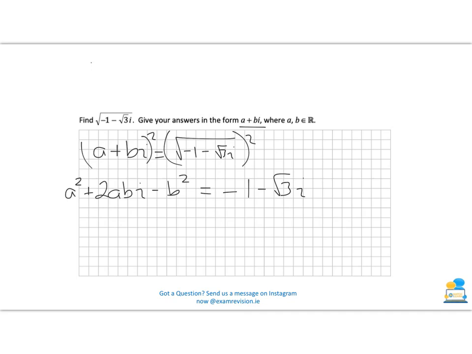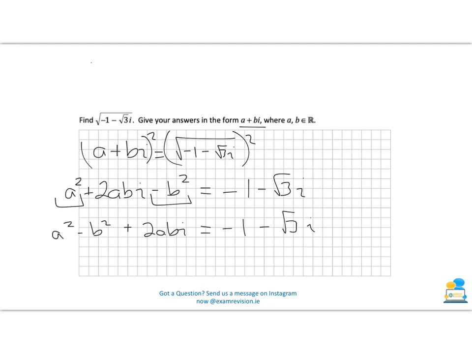So at this stage in the question then, what we want to do is equate the reals with the reals and the imaginaries with the imaginaries. So you might want to rewrite this out. The reals would be this part and this part, so that's going to be a squared minus b squared, and then the imaginary is obviously the 2abi, and again that equals this.